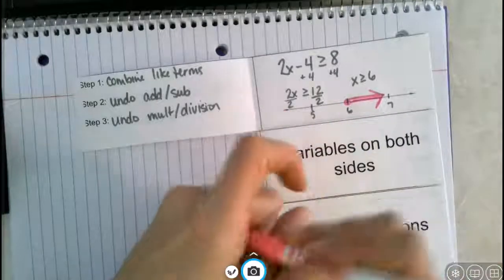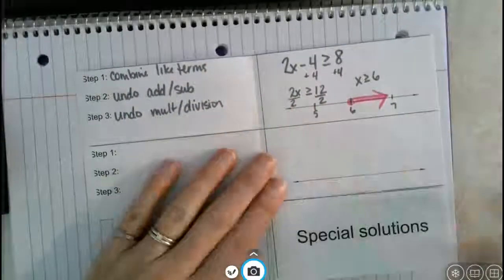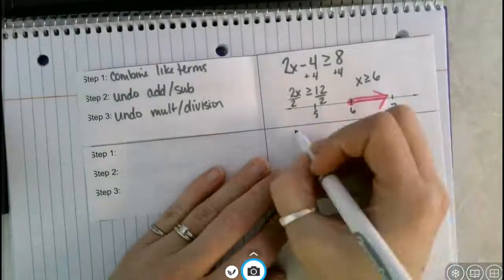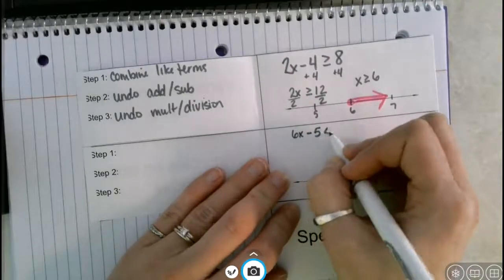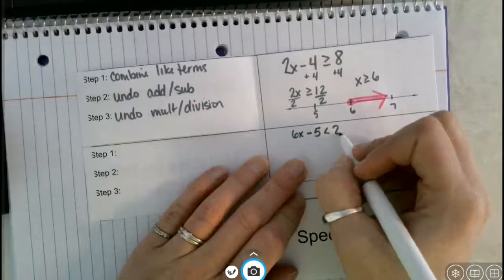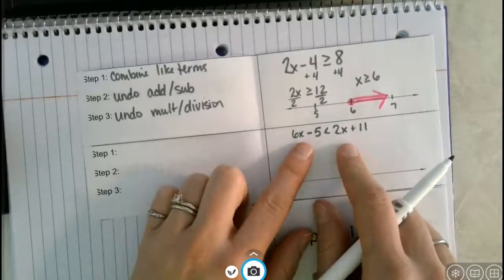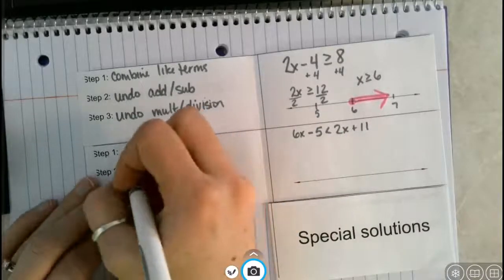So now let's look at what if I have multiple variables and they're on different sides of the equation. That just changes things just a little bit. So here I have 6x minus 5 is less than 2x plus 11. So here you'll see I've got these variables on both sides. Okay, so step 1 is get all the variables to one side.